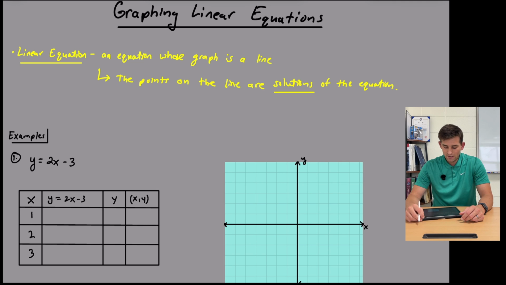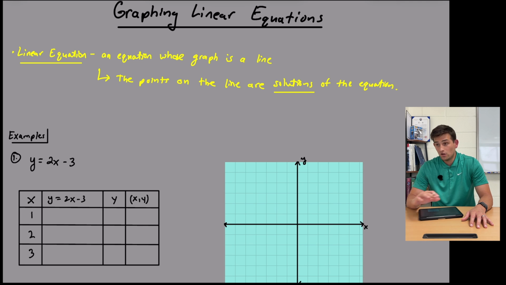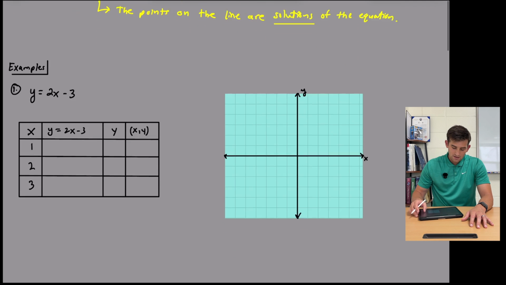The points on the line are solutions of the equation. This is a very important piece of information as you continue throughout your math career, because not only linear functions or linear equations act this way, but all nonlinear ones do as well. When you start graphing equations, the graph is simply a visual representation of all the solutions to that equation. So it's very cool. All right, so let's look at some examples.